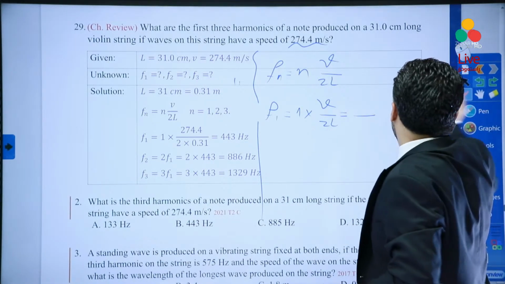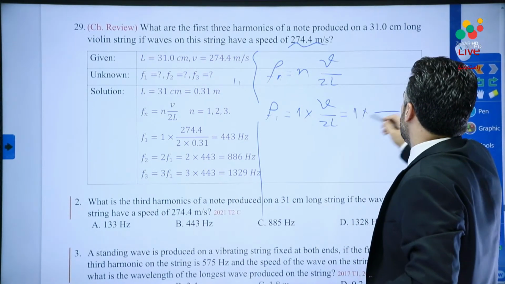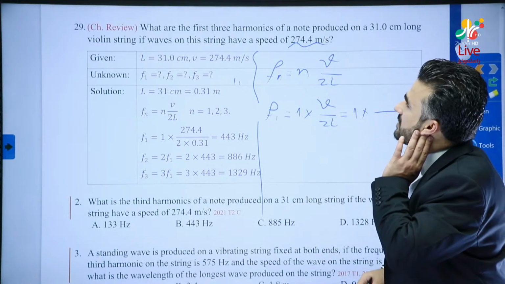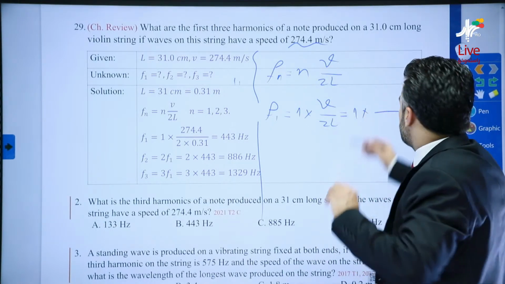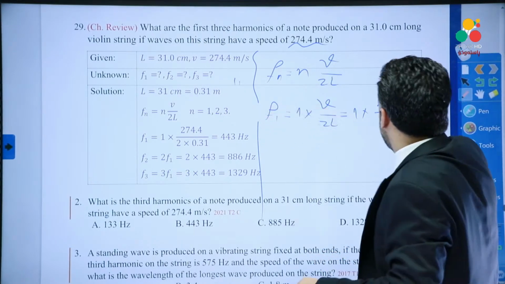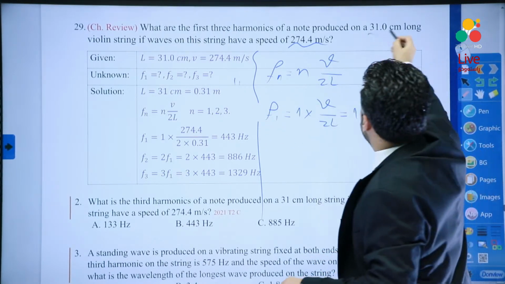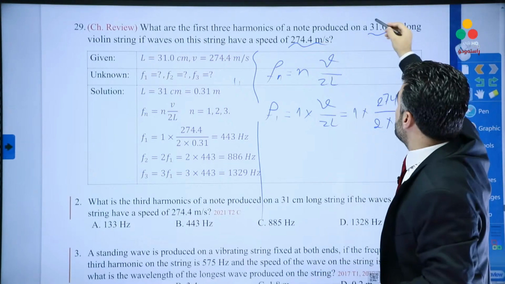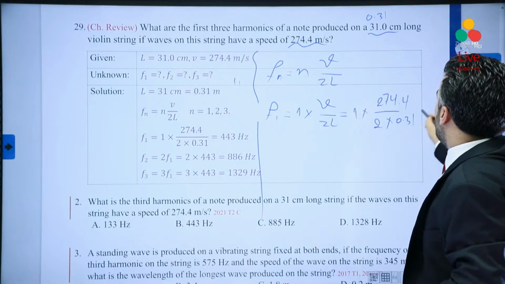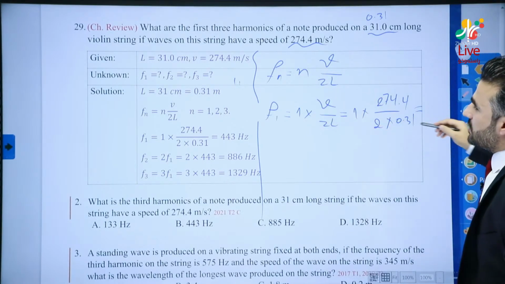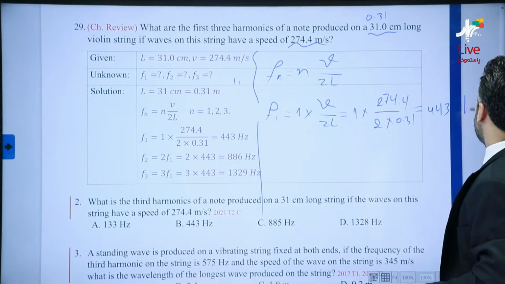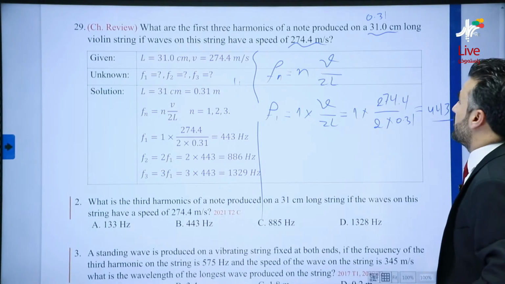But let's do it again. So 1 times, what is the speed of the string? That is 274.4, divided by 2 times L. But remember this is in centimeters. You have to convert to meters, so it's going to be 0.31 meter. And of course, the answer is going to be 443 hertz. Use your calculator and make sure that it is the same number as well.